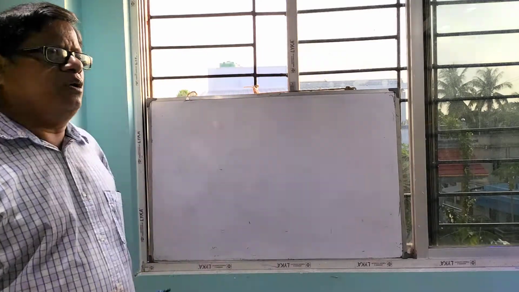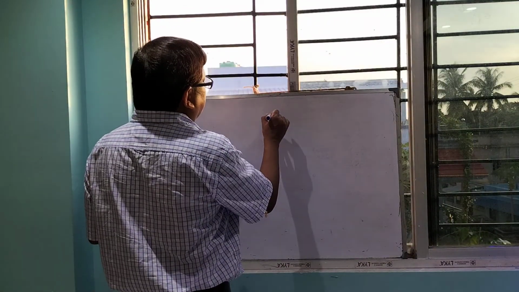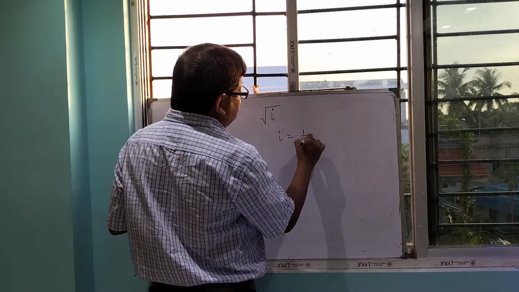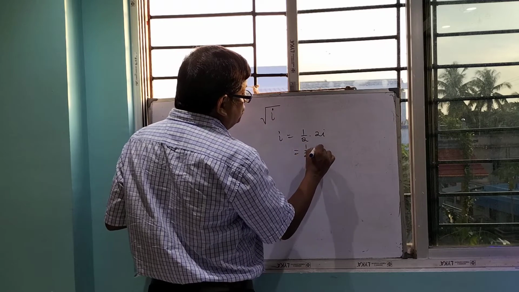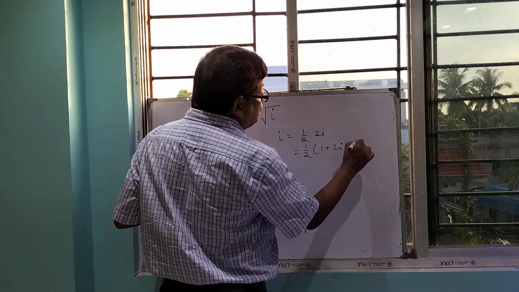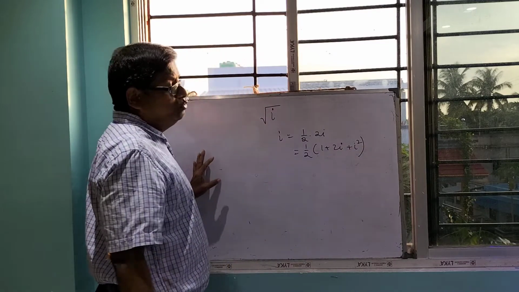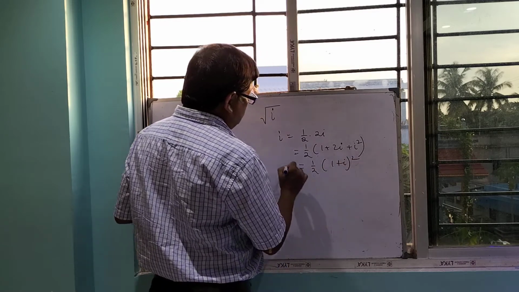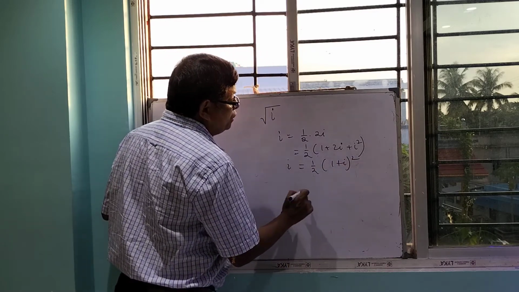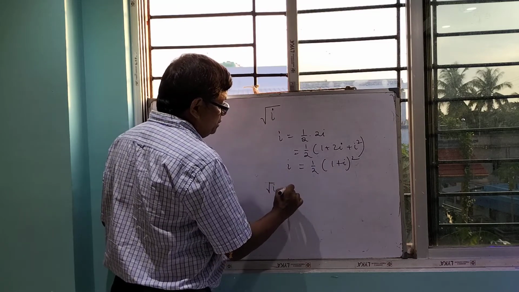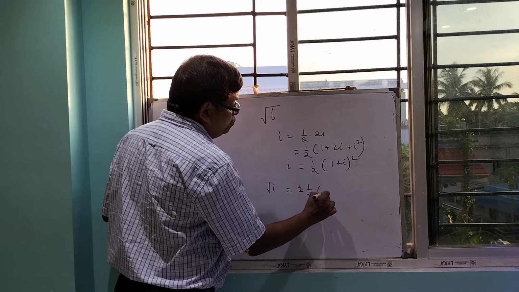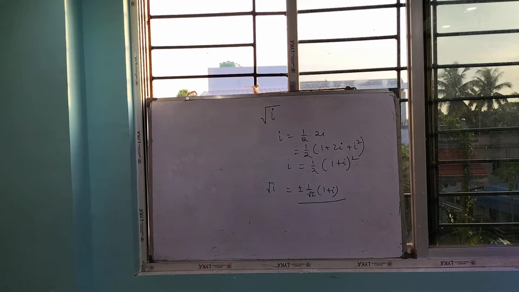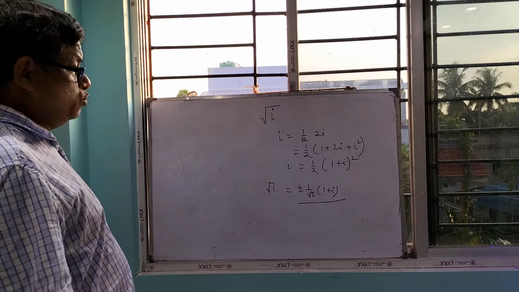Now, suppose square root of i, find the value. So i you can write half into 2i, no? Half into 1 plus 2i plus i square. So i square is minus 1, you know. That is 1 by 2, 1 plus i whole square. Now square root of i is plus minus 1 by root 2, 1 plus i. See, this is the answer, square root of i.